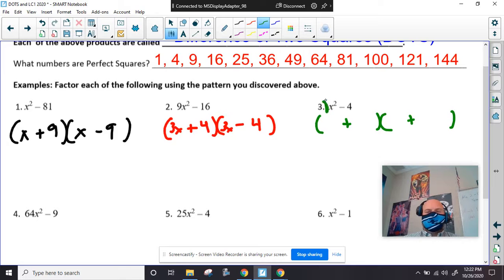Okay, so if we take the square root of x squared, we're going to get x and x. And the square root of 4 is, we have a positive 2. Oh, that's supposed to be a minus 2. I got kind of plus happy.